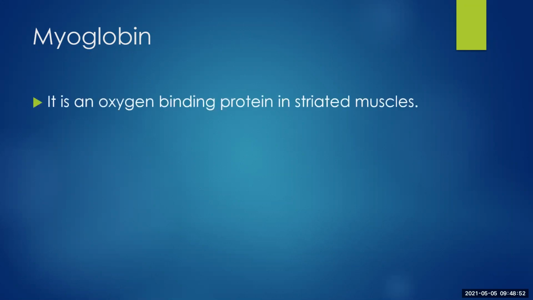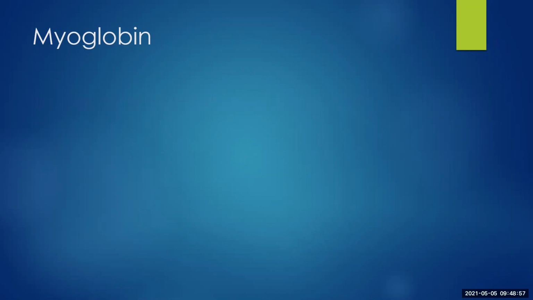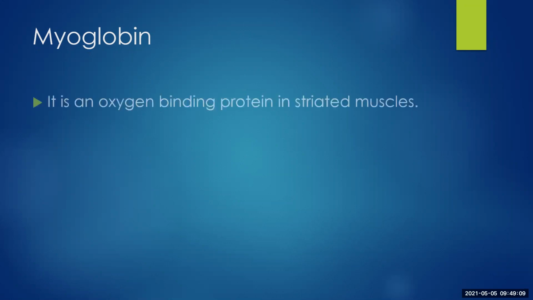First is myoglobin. Myoglobin is a protein that is present in striated muscles, cardiac muscles, and the skeletal muscles. The role of myoglobin is similar to that of hemoglobin. As hemoglobin is known to transport gases in blood, myoglobin does the same function in striated muscles. Okay, so it's an oxygen binding protein in striated muscles. It's responsible for transport of oxygen from hemoglobin in the blood to the striated muscle cells.